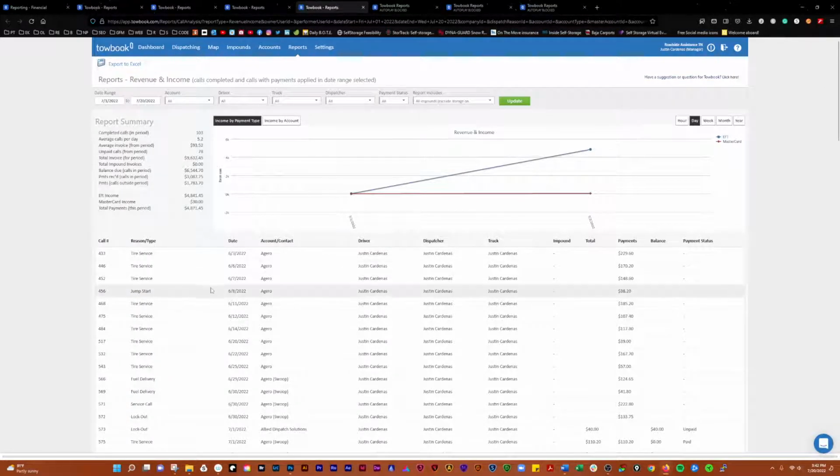So this is revenue and income. You can see your total invoicing for the period, the balances due, received, calls that fell outside that period, where they came from, EFTs, MasterCard, income, whatever the case might have been. Date ranges, filters, just like everything else.